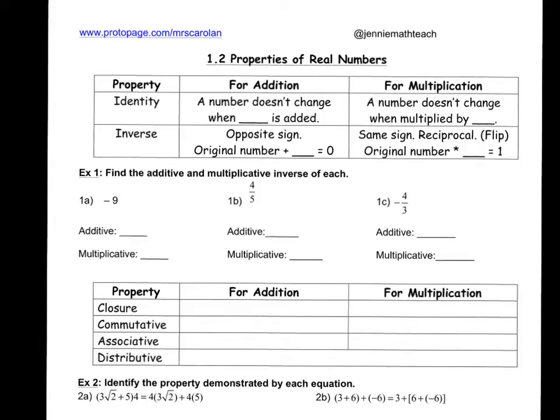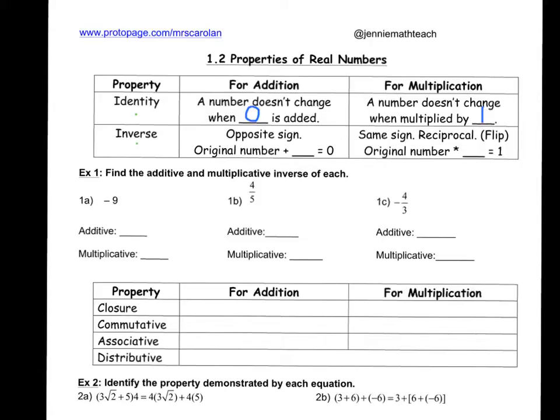Today we get to learn about all different kinds of properties. So the first one we have is the identity property. A number doesn't change when 0 is added to it. So 0 is the identity for addition. A number doesn't change when it is multiplied by 1. So 1 is the identity for multiplication.